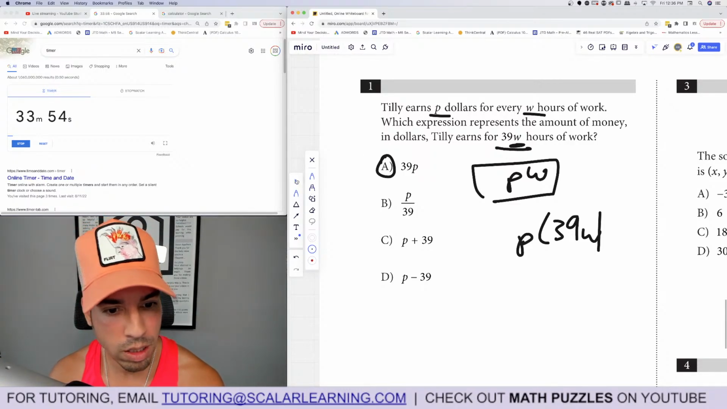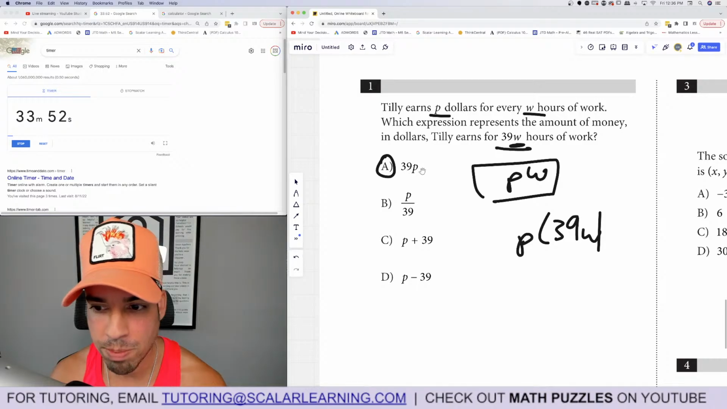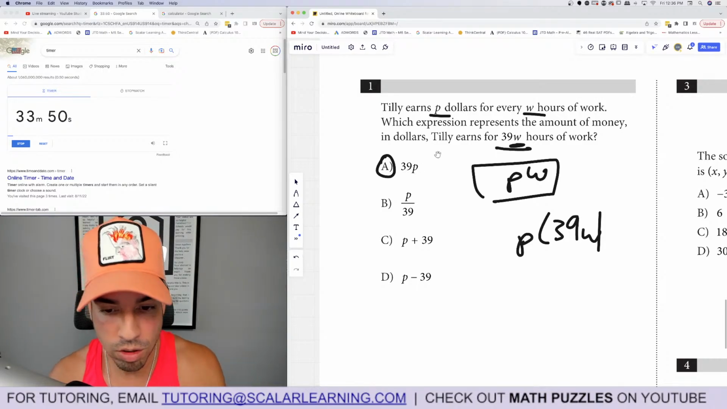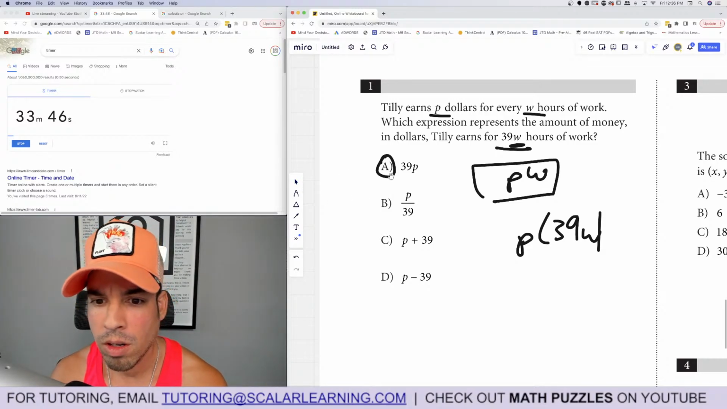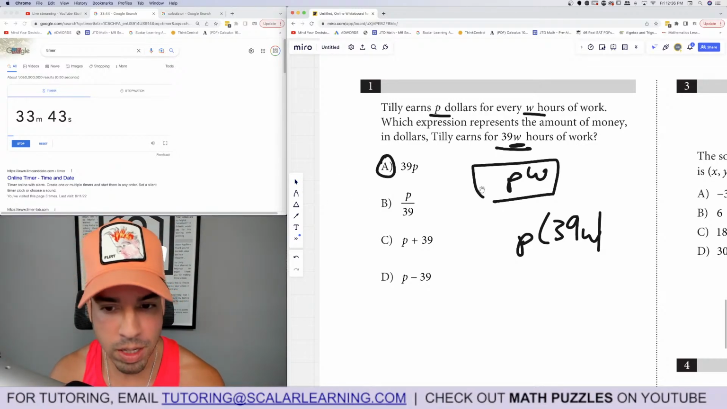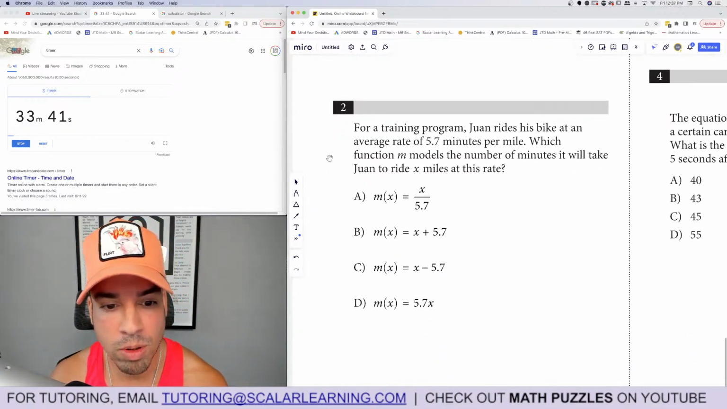All right, we're just going to roll with it and move on, because nothing else makes sense. It should be P dollars times the number of hours you work. Why are you minusing or subtracting or even dividing? Which expression represents the amount of money in dollars? Yeah, I think it's right. I think it's a typo.